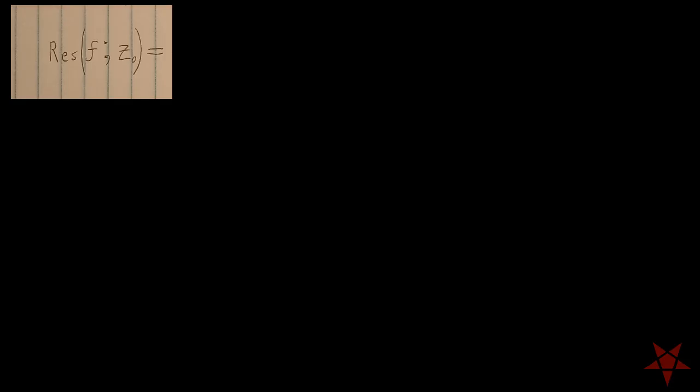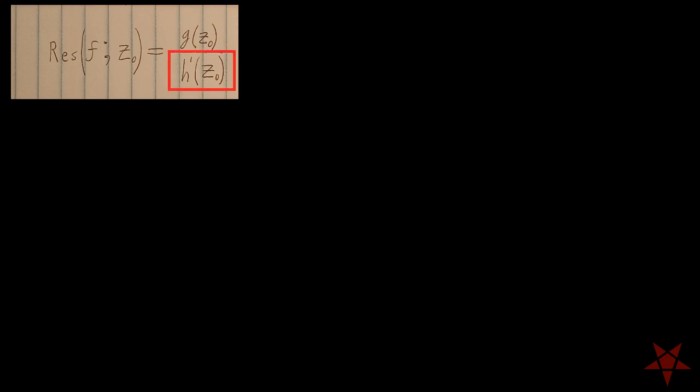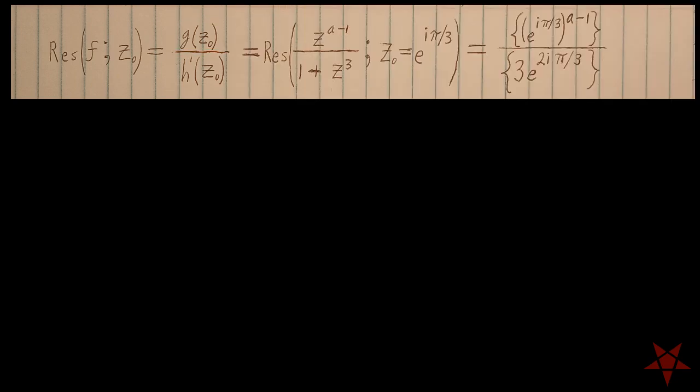Calculation of the residue is pretty straightforward once we have g of z naught and h prime of z naught. The residue of f at z naught is equal to g of z naught divided by h prime of z naught, or the quantity e^(iπ/3) to the power of a minus 1, divided by the quantity 3 times e^(2iπ/3).